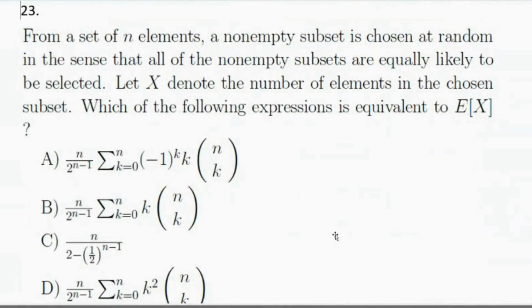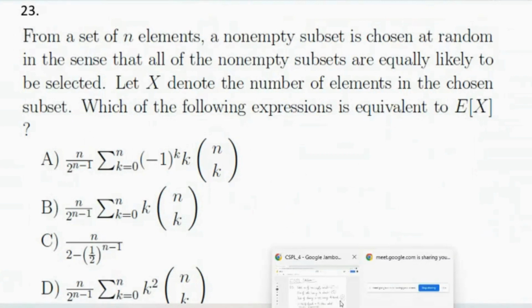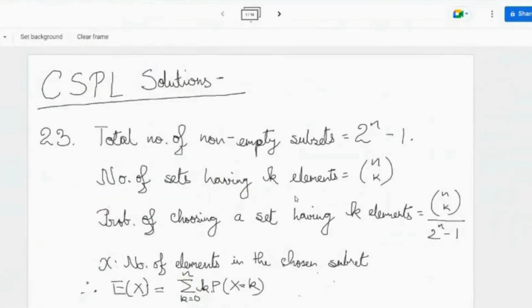So question number 23 says there's a set of n elements and a non-empty subset is chosen at random from the set, and all the non-empty subsets are equally likely to be selected. X is the number of elements in a chosen subset, and we need to find the expectation of X, and we have been provided 4 expressions for the same.